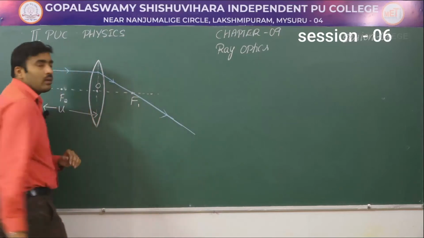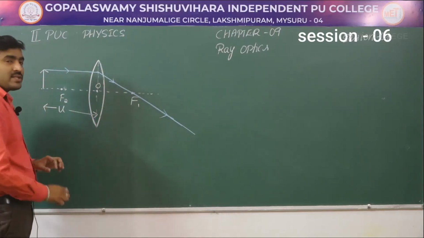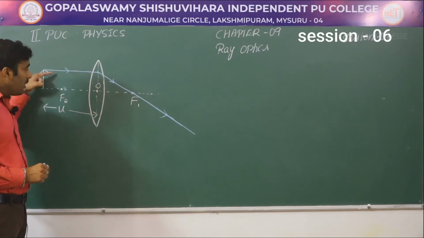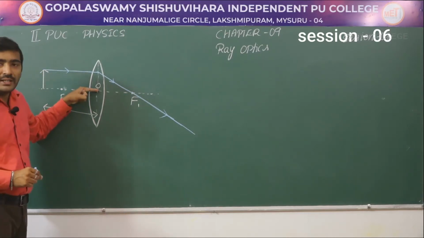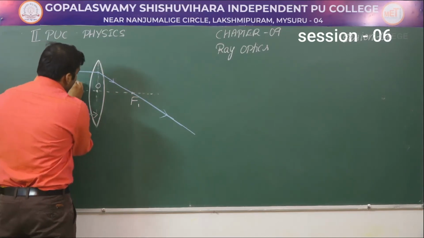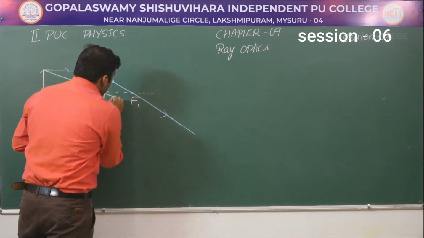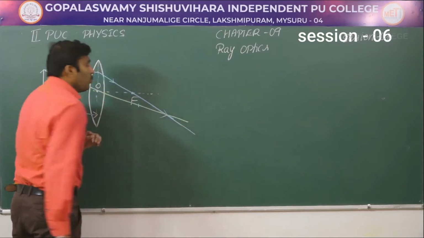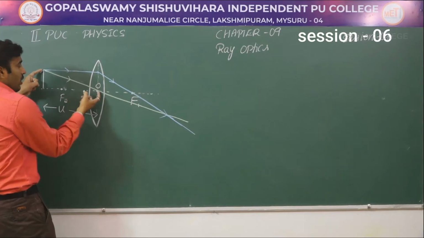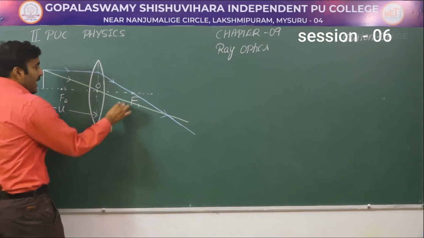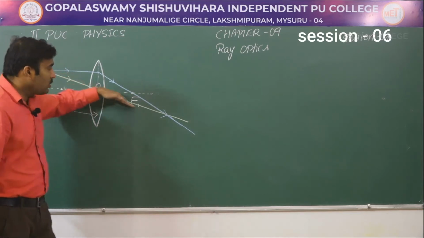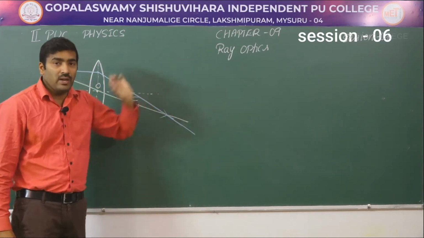Next, let me consider one more ray which is incident from the top of the object through the optical center. This ray passes without any deviation. So a ray incident along the optical center is not going to deviate, it just passes along the optical center without deviation.